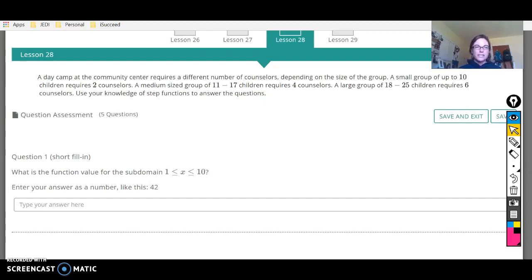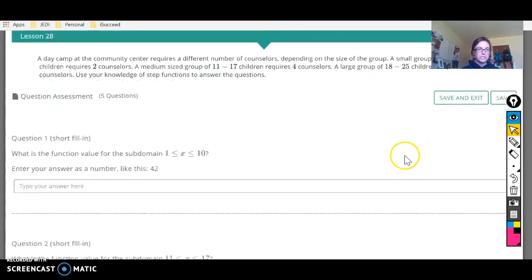A day camp at the community center requires a different number of counselors, depending on the size of the group. A small group of up to 10 children requires 2 counselors. A medium-sized group of between 11 and 17 children requires 4 counselors, and a large group of 18 to 25 children requires 6 counselors. So we're going to use our knowledge of step functions to answer the following 5 questions.